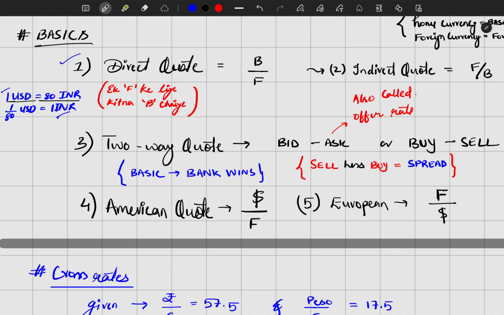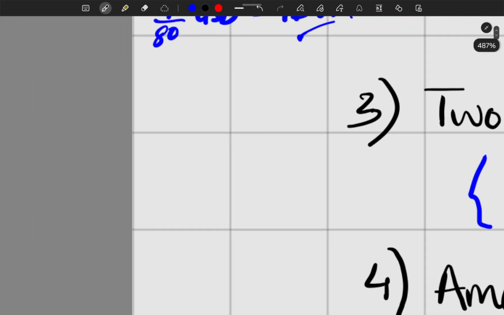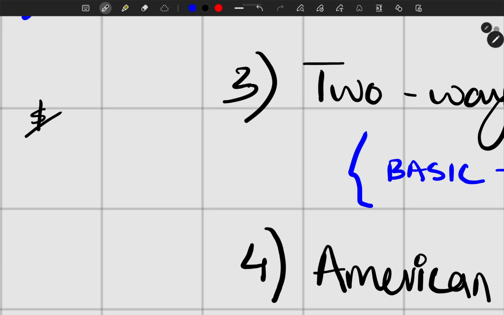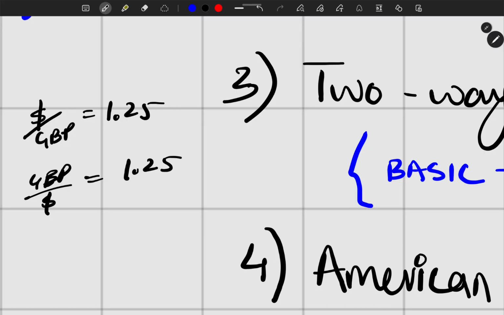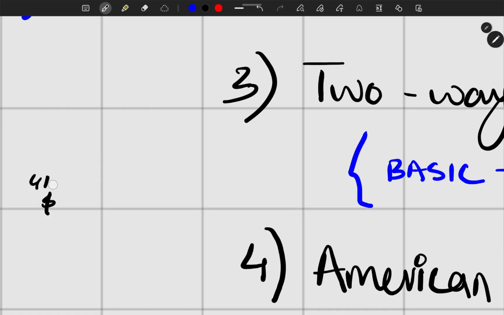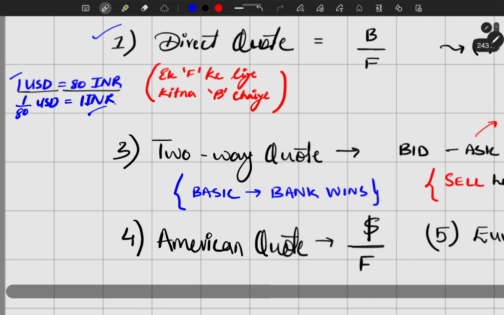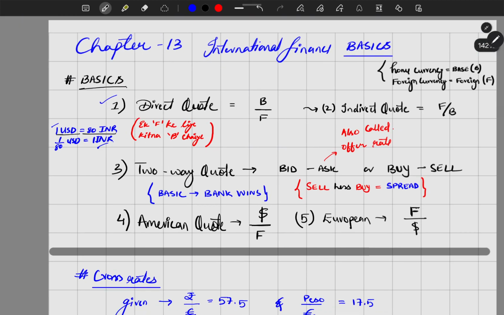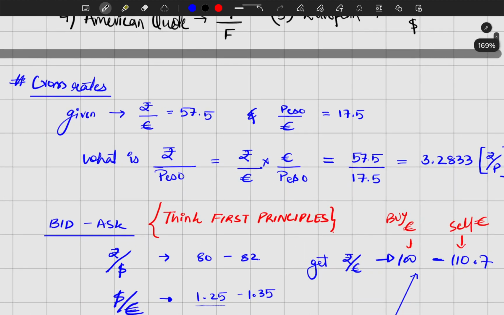But there is an exception. The exception is if the quote is given as follows. Let me grab my pencil and just tell you. If the quote is given as follows, dollar per GBP is usually 1.25, let's say. But if the question gives that GBP per dollar is 1.25, how do you interpret it? You interpret that this was to be written and this is wrongly written. So they are just creating nuisance for us. Always there is a stronger currency and weaker currency concept, and the British pound is a stronger currency than the dollar. Okay. Then cross rates. Cross rates you need to think from bottom up.